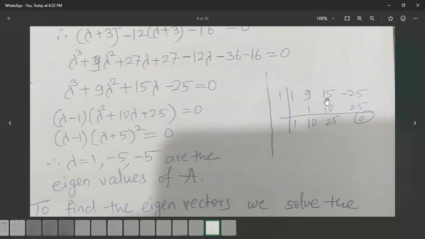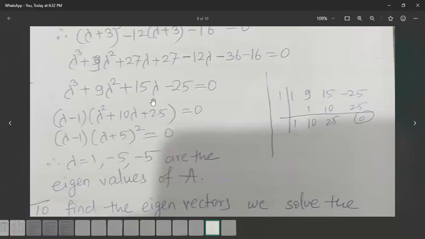So I got 1. By synthetic division method, I wrote the coefficients from here: coefficient of cube, coefficient of square, coefficient of linear, and the constant. 1 taken down, 1 one's a 1, I have written. I add this, I got 10. Again 10 ones are 10, I wrote here, I add, it is 25. Now 25 ones are 25. I add, the answer is 0. Once I get 0 as a remainder, you can see the division is successful. And what we are getting is lambda square plus 10 lambda plus 25. So this is the factorization we got.